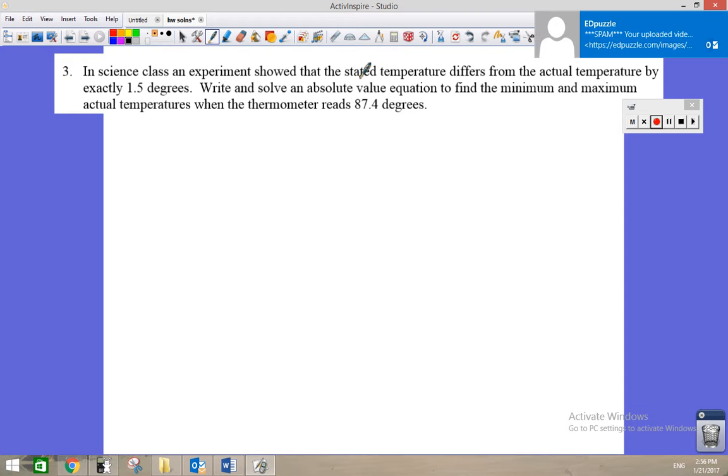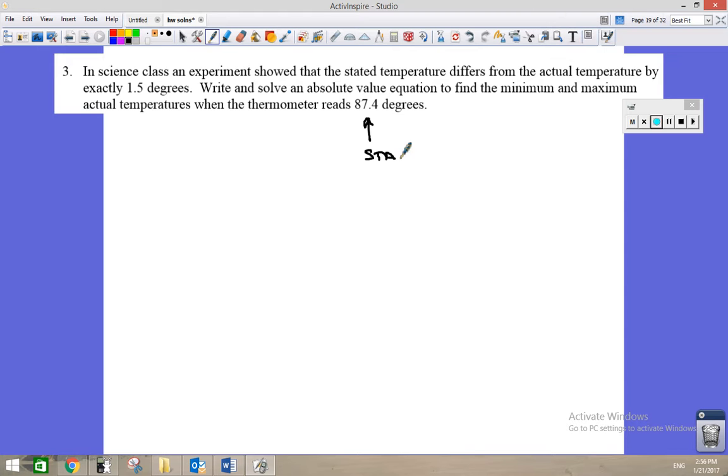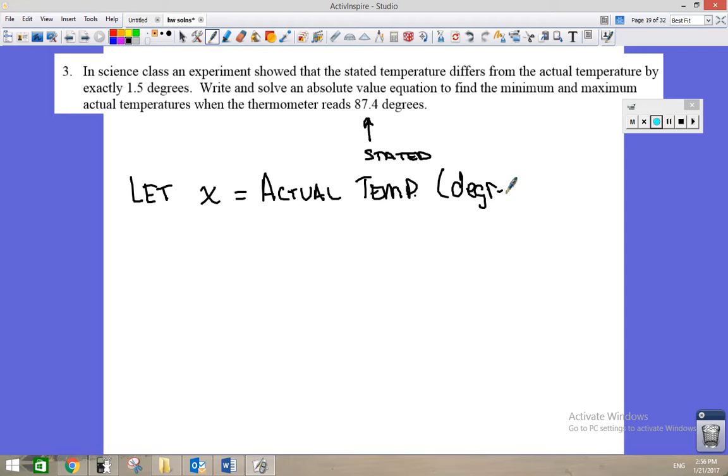I think in class I read that different. Now I'm reading it a little bit different. If I look at this as the stated, and it wants the min and max to be actual temperatures, yeah. So what's going on here? Let's let x be the actual temperature. We could have let it be T, and it has units of degrees, but it's really not telling us whether it's degrees Fahrenheit or degrees Celsius.